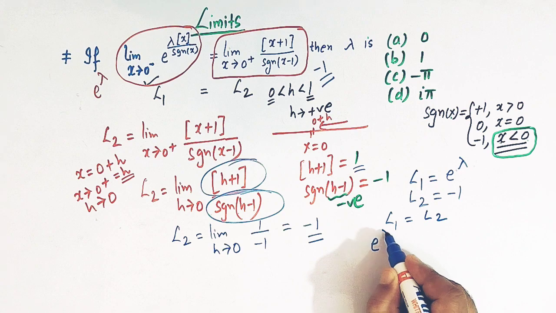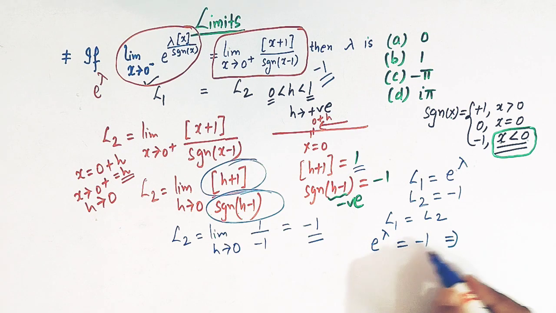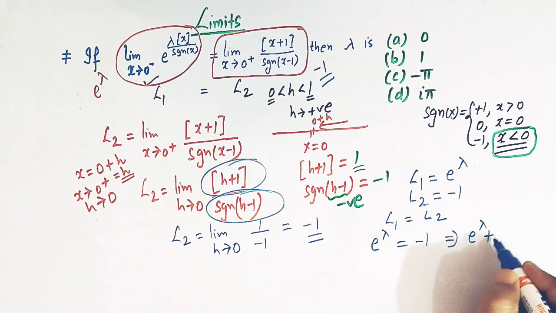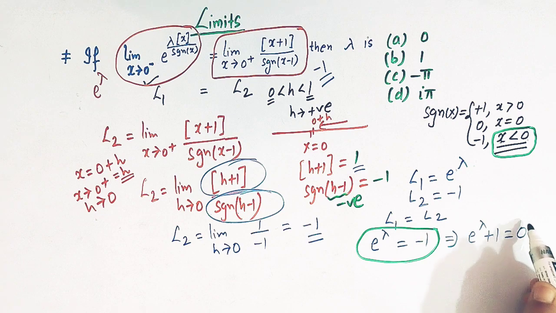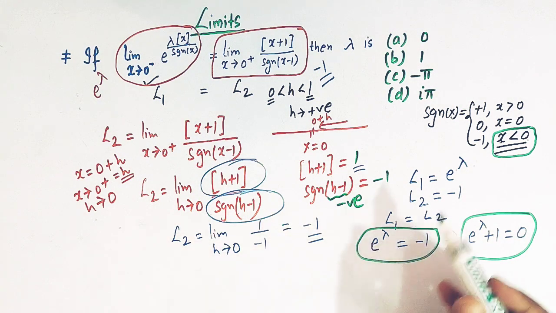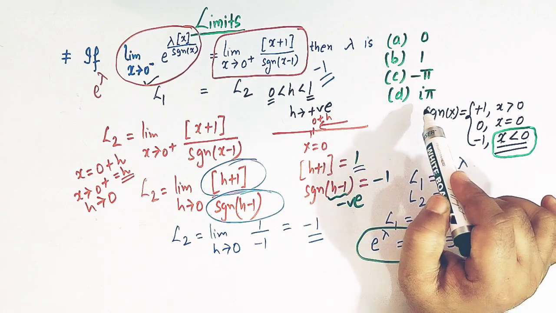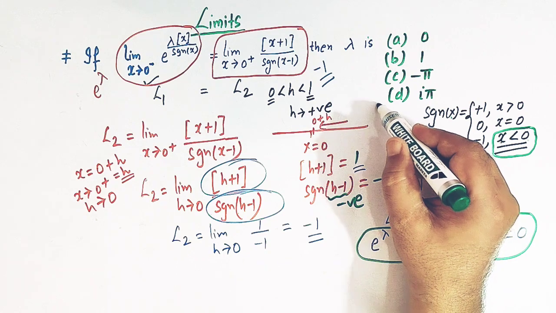So we have e raised to lambda equal to minus 1, and so e raised to lambda plus 1 is equal to 0. By this equation, we have obtained this important relation, that is e raised to lambda plus 1 is equal to 0. Now if we see the options, we can readily see that the correct option is D.